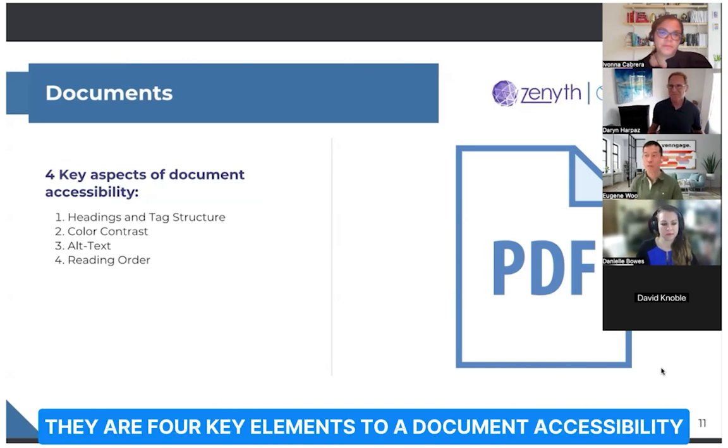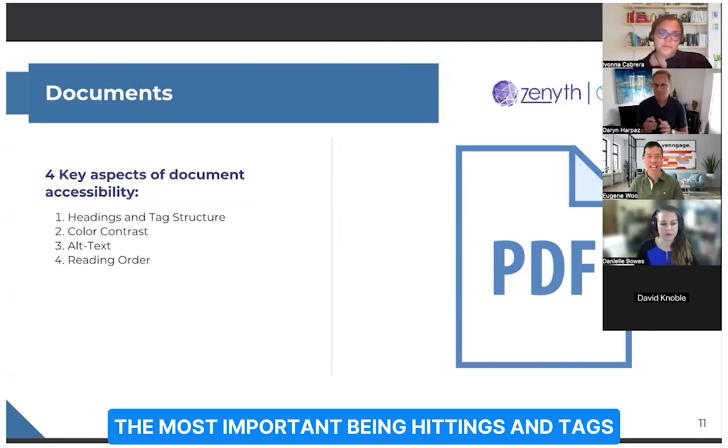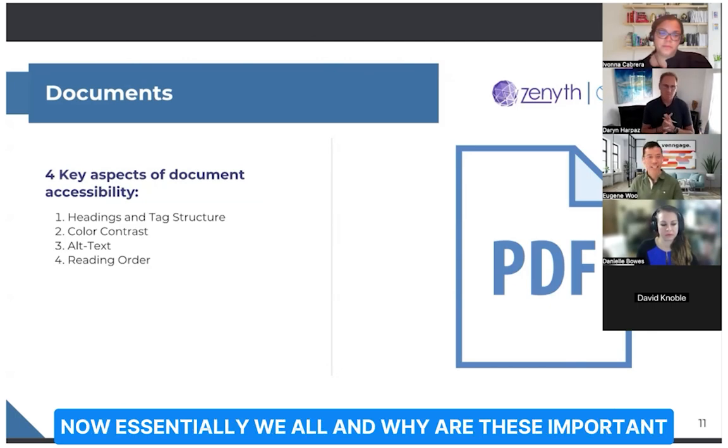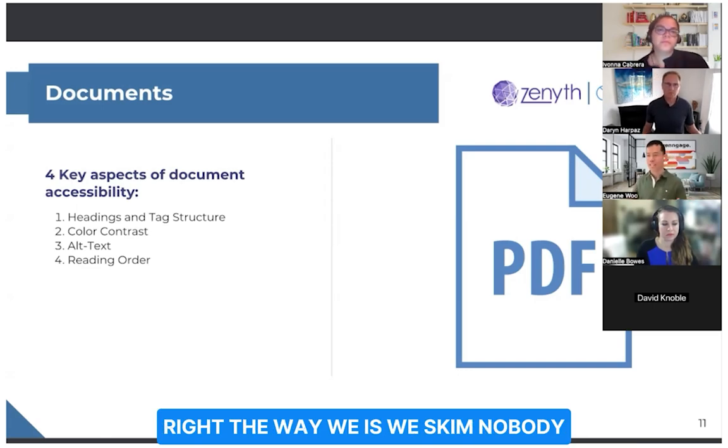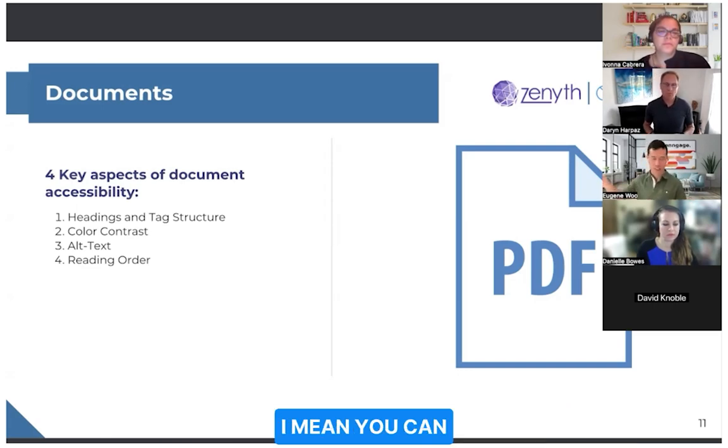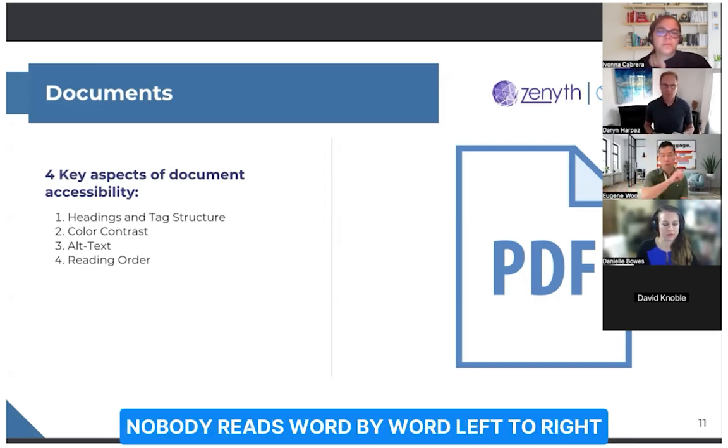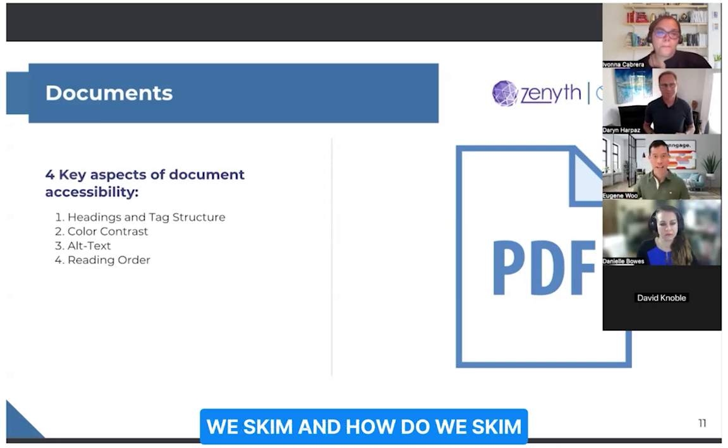There are 4 key elements to document accessibility. The most important being headings and tags. Now, why are these important, right? The way we read is we skim. Nobody, I mean, you can tell me in the chat if you do, nobody reads word by word, left to right. We skim, and how do we skim?